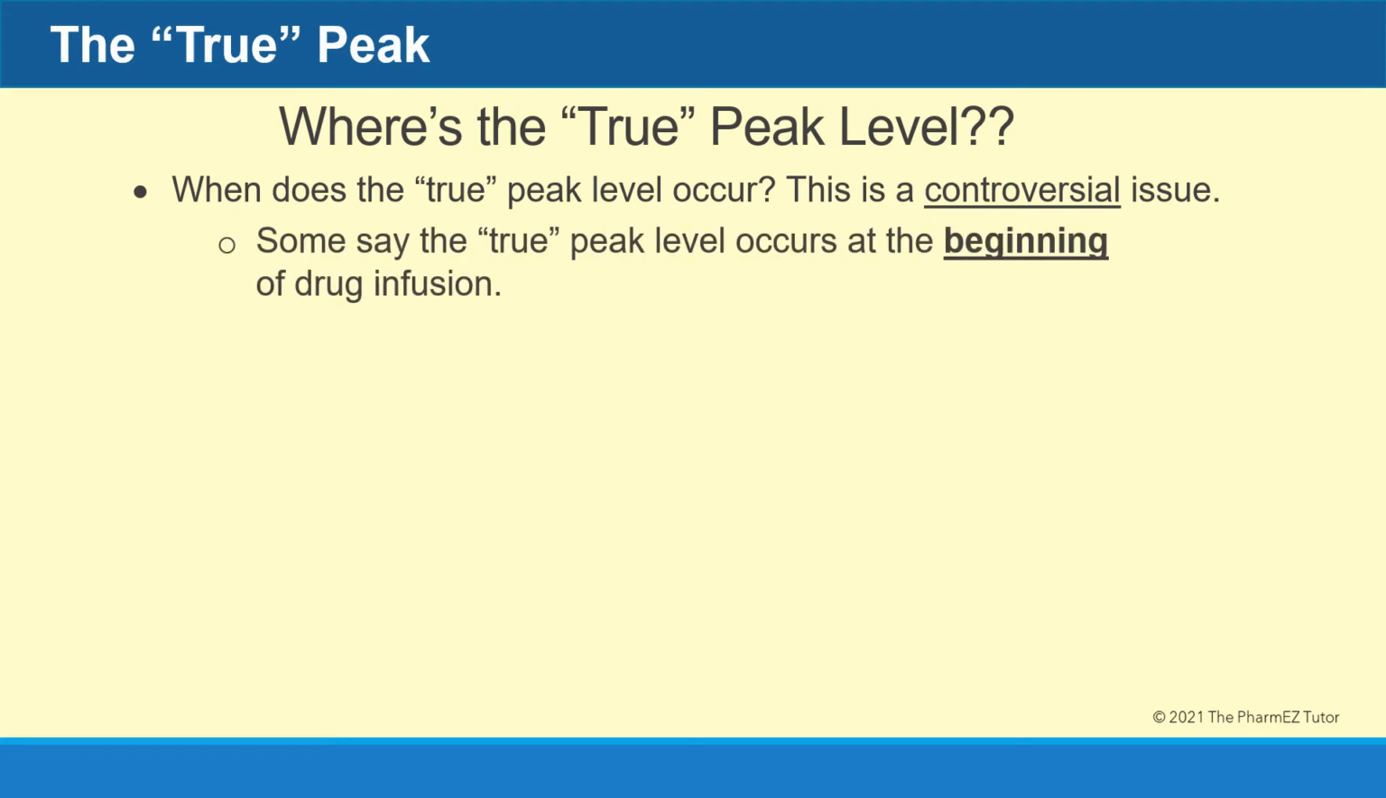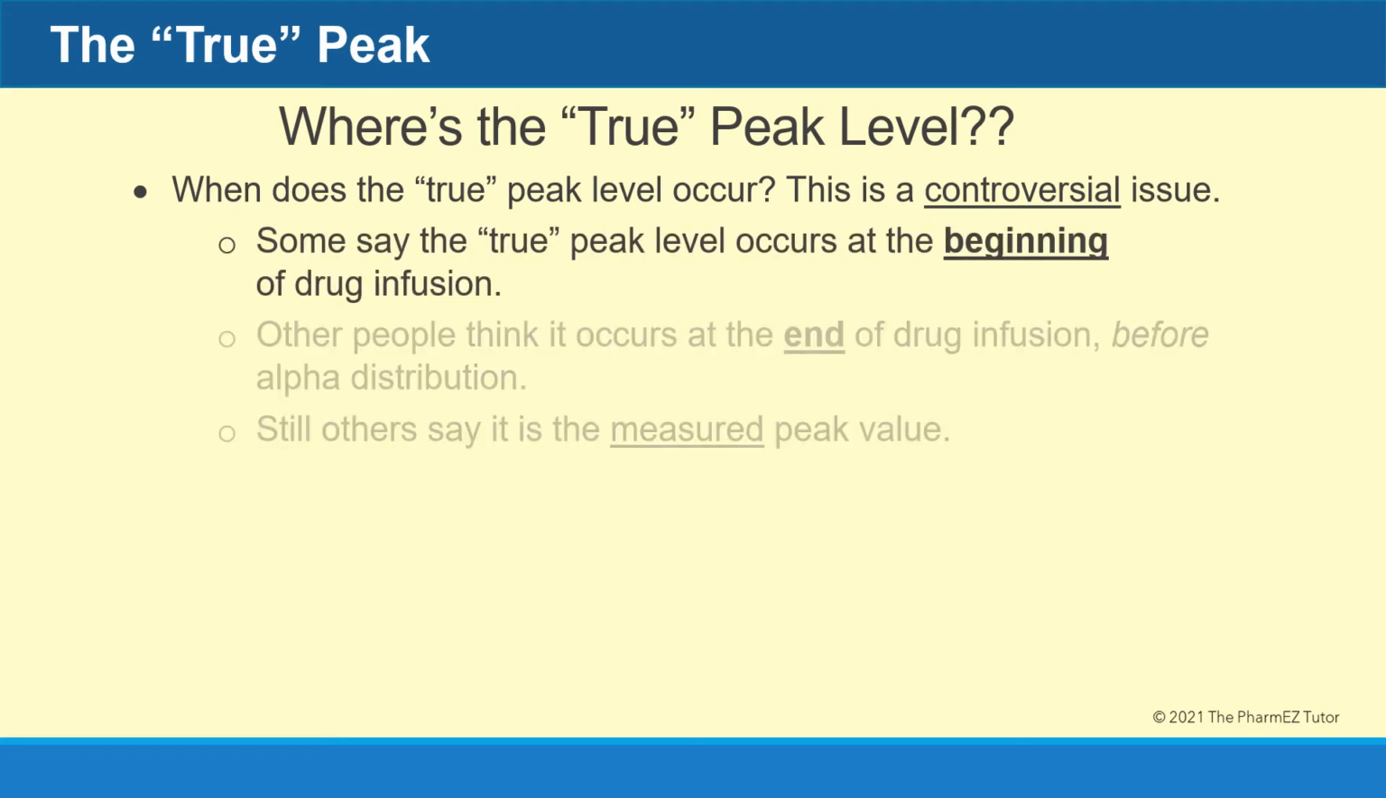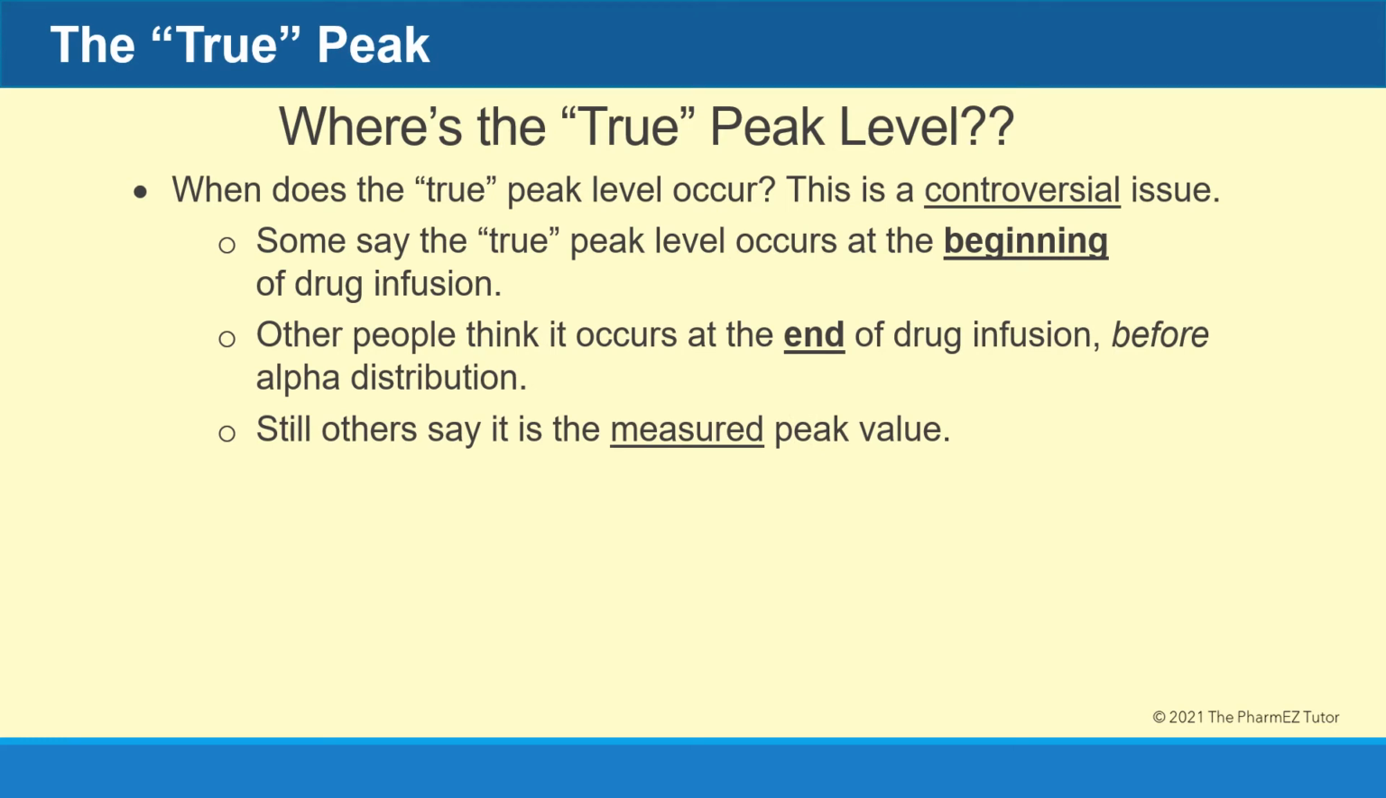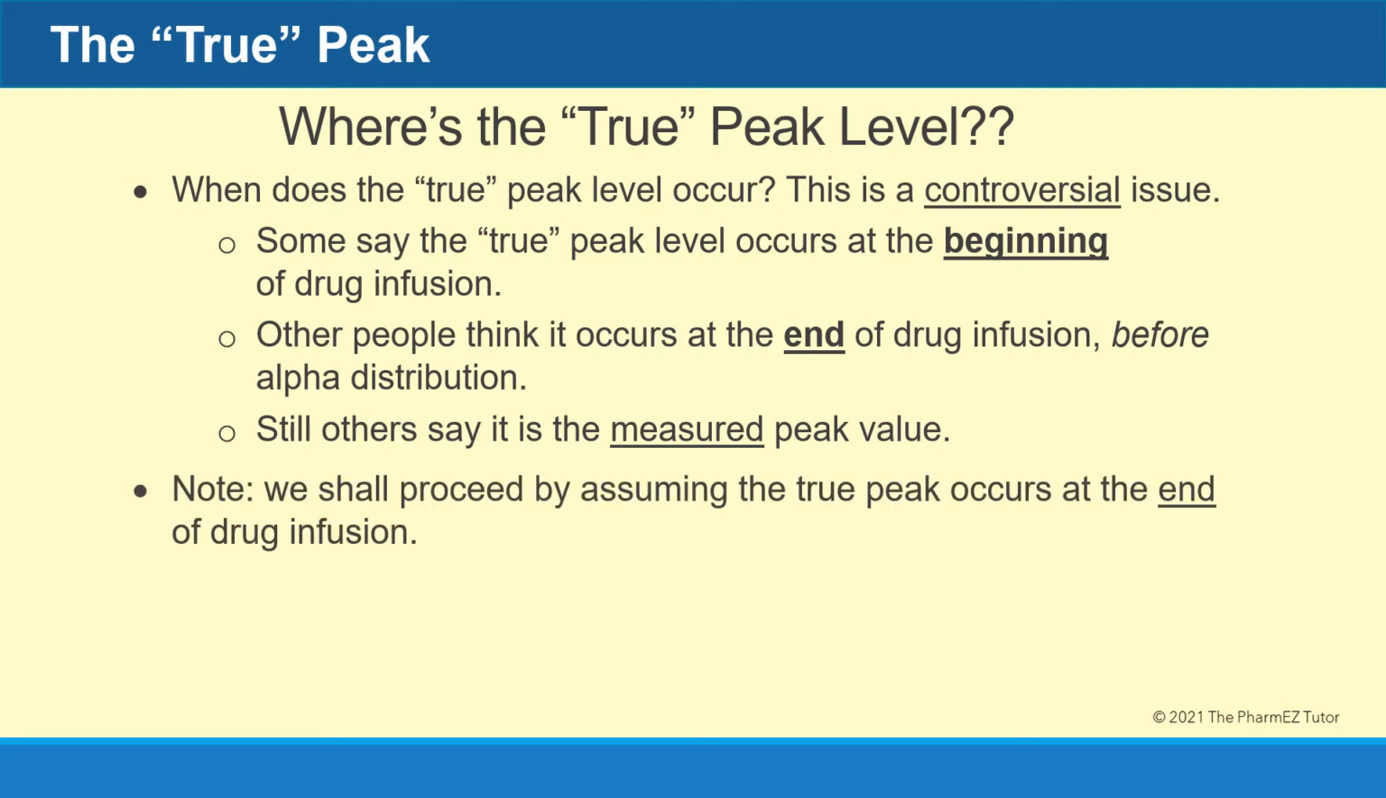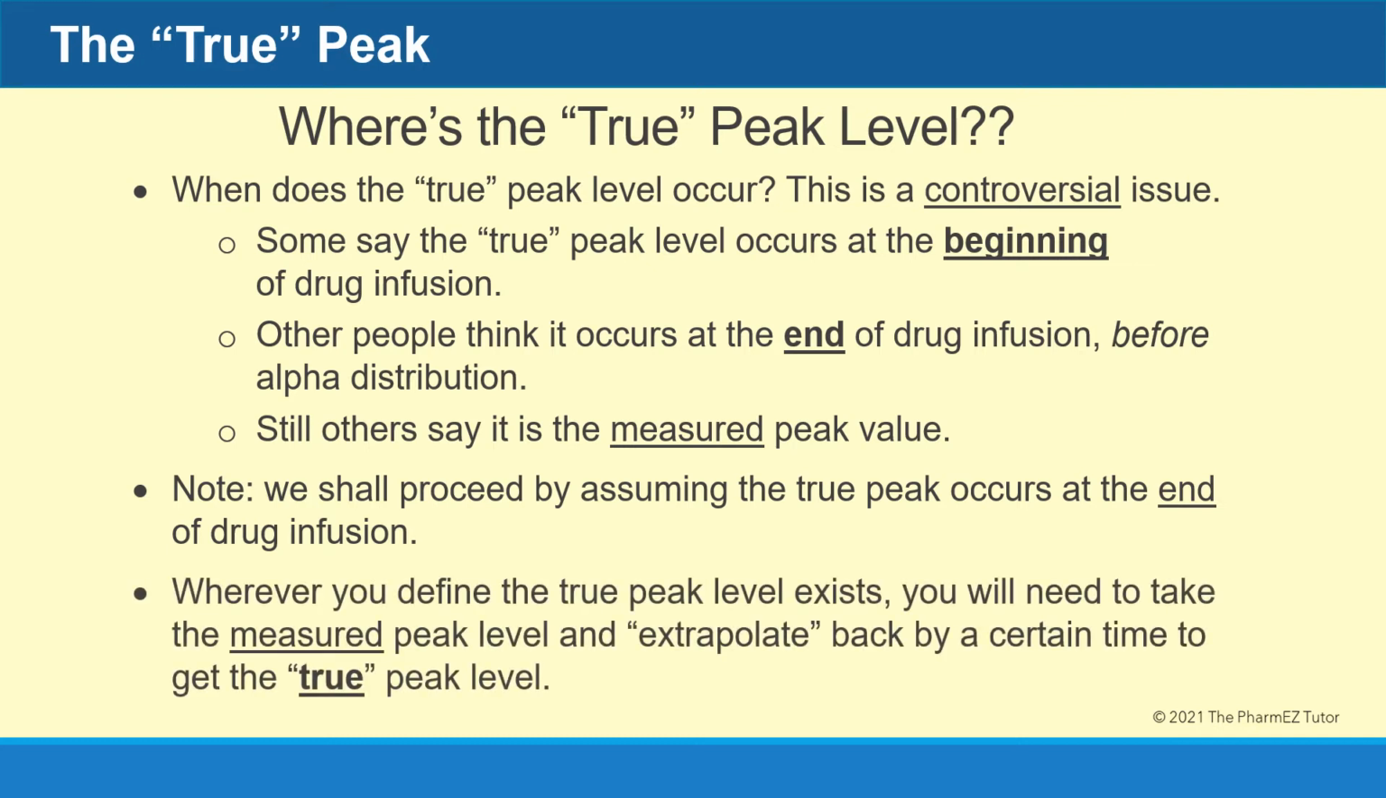Some say the true peak level occurs at the beginning of drug infusion. Other people think it occurs at the end of drug infusion or before alpha distribution. And still others say it's the measured peak value. Of note, we shall proceed by assuming the true peak occurs at the end of drug infusion. Wherever you define the true peak level, you will need to take the measured peak level and extrapolate back by a certain time to get the true peak level.